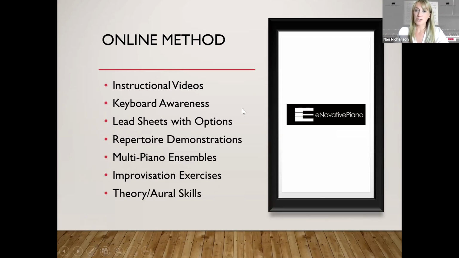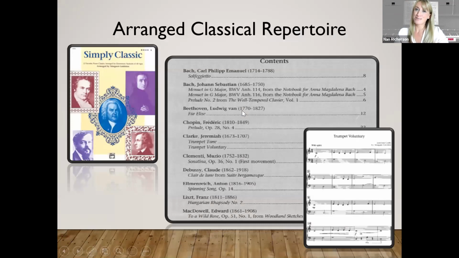Another good resource and a good supplementary material, these have been around for a long time, but they're favorites among my adult RMM classes. The Simply Classic books with Margaret Goldston, books 1 and 2. People come in and they want to play pieces that they know, but perhaps that piece is not accessible to them. Like if somebody walks in and says, I want to play Clair de Lune, you're like, it's going to take you a couple years, right? But an arrangement of that is available.